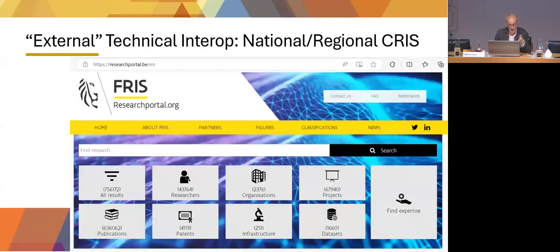This is an example for a regional CRIS. In this case, this is from Flanders, the Flanders Research Information Space, FRIS, with the entities they have collected at a regional level in Belgium. You can see there the set of research entities: the researchers, the organizations, the projects, publications, patents, infrastructures, equipment, facilities, and data sets, all pulled together from the different universities and research centers that feed FRIS, that feed the regional portal.